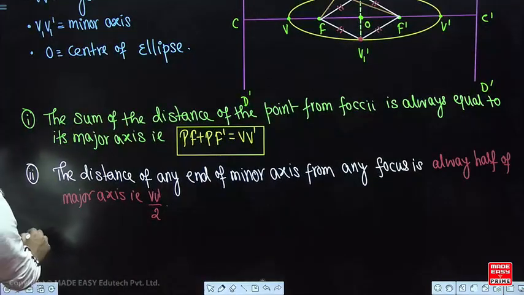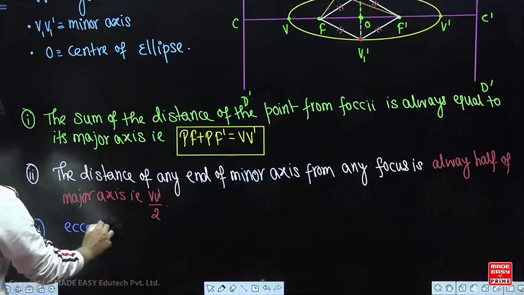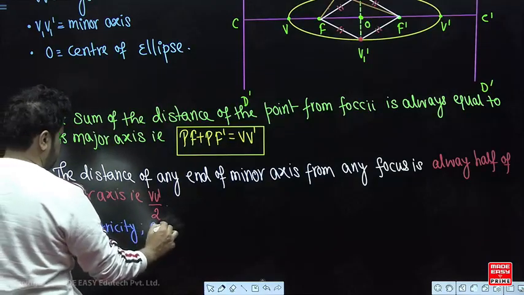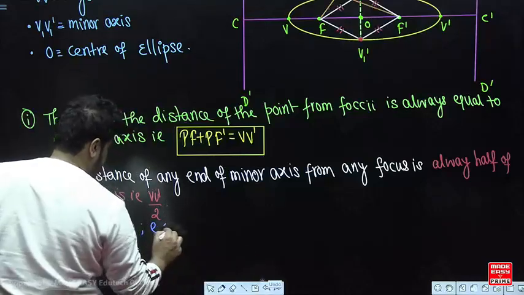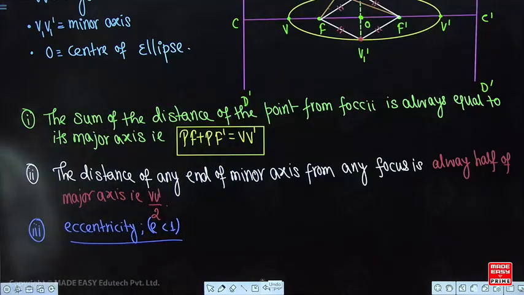Right. And the third, eccentricity, E. So eccentricity is always less than 1 for an ellipse, correct?